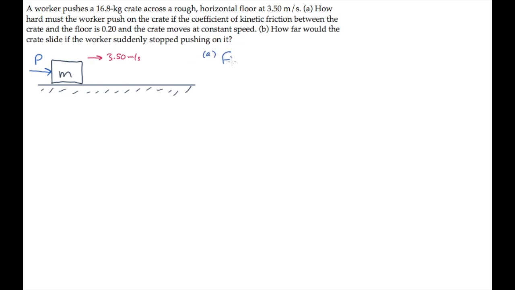Let's start doing this by drawing the crate's free body diagram. The crate's weight is directed straight down. The normal force acting on it is straight up, perpendicular to the surface. The worker pushes to the right, and kinetic friction opposes the motion, so it's directed left.